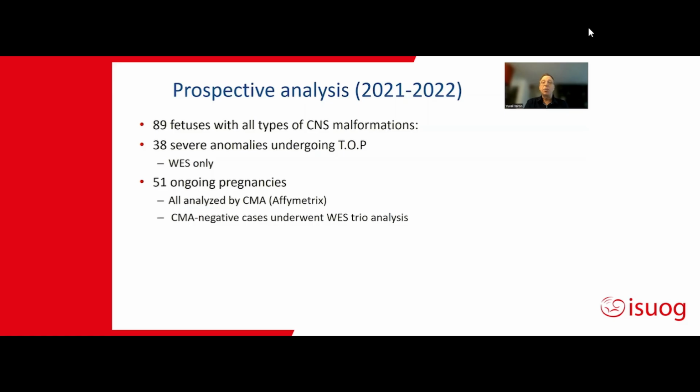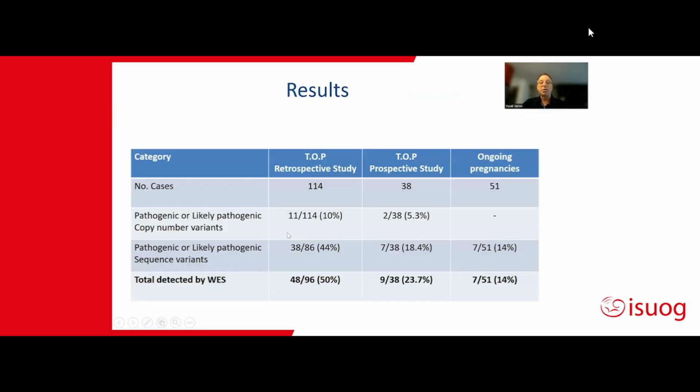Then we had decided to go ahead and do a prospective study, and now including both fetuses that had severe abnormalities undergoing termination of pregnancy, but also cases that were, at least at the time, ongoing. So these included 89 fetuses, 38 with severe abnormalities undergoing termination that had undergone whole exome sequencing, and 51 undergoing ongoing pregnancies. With ongoing pregnancy, we still do chromosomal microarray because this is the demand of the Ministry of Health. And of course, the CMA negative cases underwent whole exome sequencing.